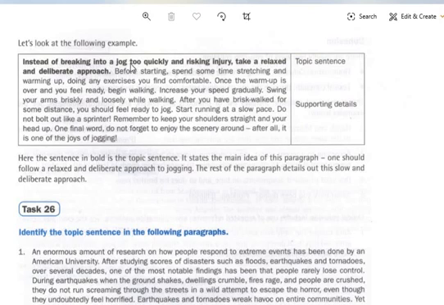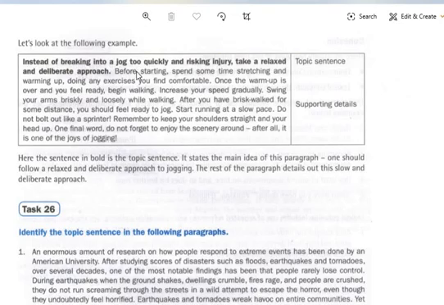By using these devices. Can you find "before starting"? This is a linker. Once the warm-up is done, this is another linker. Next is another linker. And what is the other linker? One final word is another linker. After all is another linker. So what are these words doing? After all, before, once the warm-up is done, next, one final word. So what are they doing?